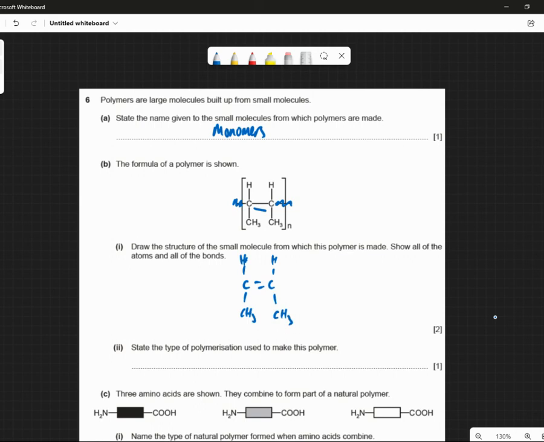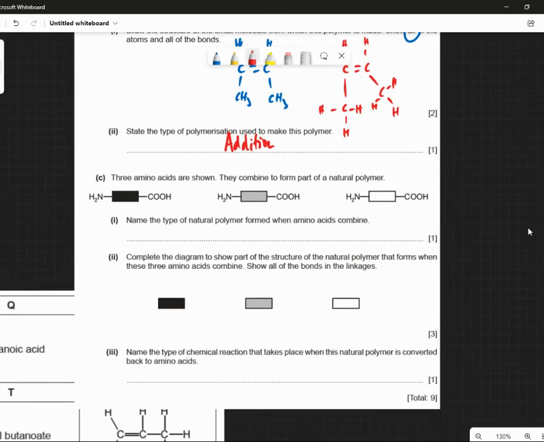I think I've drawn everything there. Show all of the bonds. Oh dear, I haven't done it right, have I? So let me get a red pen. I should have done this. I'm surprised Cambridge at this level normally don't do this. Now I'm drawing all of the bonds, which they do ask for. So there you go, and that's but-2-ene. State the type of polymerization used. Well, it's about double bonds. It's about alkenes, so it is addition. Addition.